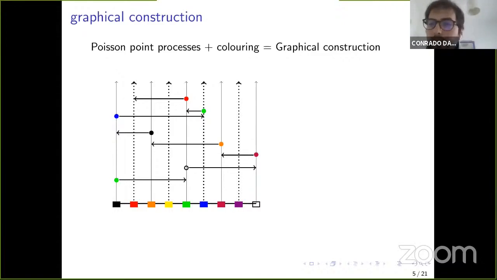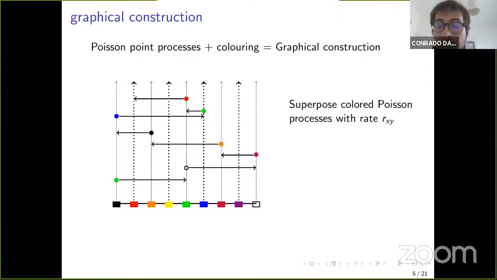So before moving on, I want to show you a couple more constructions. This is the graphical construction. It's based on Poisson point processes, which are very closely related to exponential random variables. Basically, what we can do is superpose colored Poisson point processes, independent and with rate r_xy. And from the reading of the color, we know where we're jumping to. So here, instead of using x1 to n, I have used colors to refer to the states of our system.